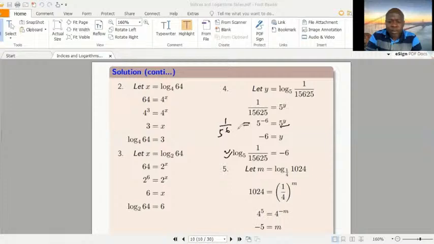So one might be wondering why we had to do that, and that is the reason. You can never equate the powers when, of the bases, one is in the numerator and the other base is in the denominator.